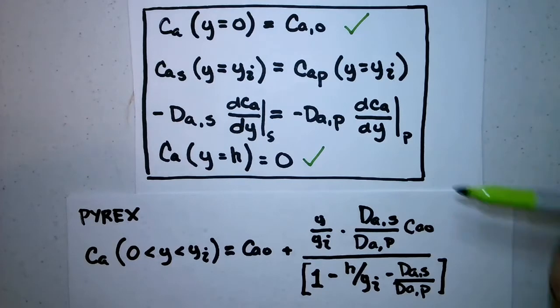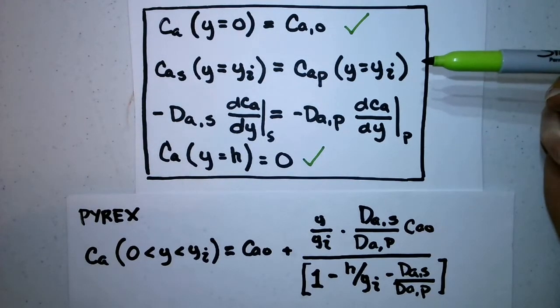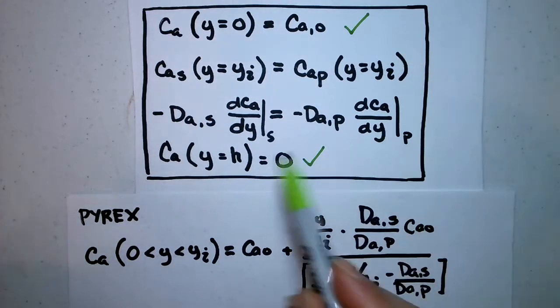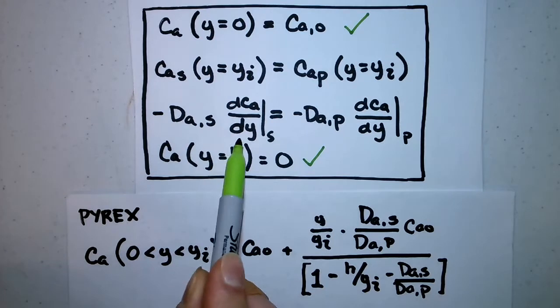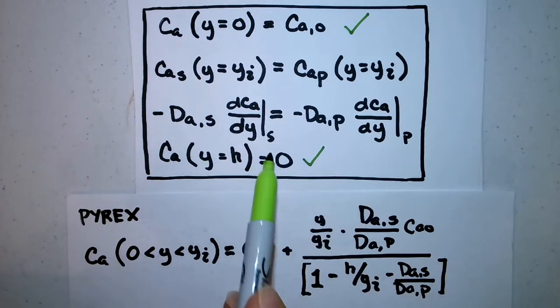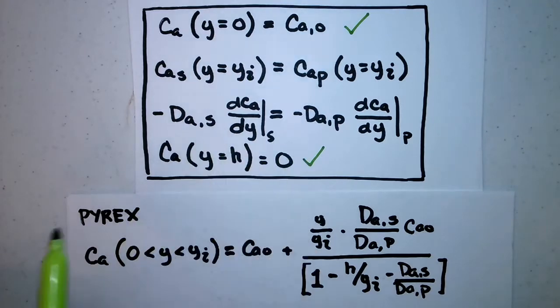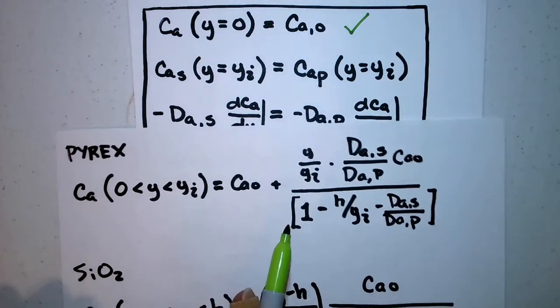So let's see, we have two to choose from. Neither one is going to be very, very easy. I think let's start with matching the fluxes. So what we need to do is take the first derivative of each of these functions and then multiply by the diffusion coefficients, and then we'll be able to see if this is true. So let's start with this Pyrex.